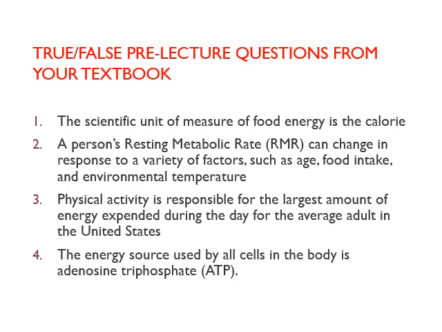Number four, the energy source used by all cells in the body is adenosine triphosphate, also known as ATP. That is true. ATP is the energy source used by all cells in the body, and there are a number of different energy systems besides glycolysis and the Krebs cycle to produce ATP, and chapters 3 and 4 focus on the energy systems.